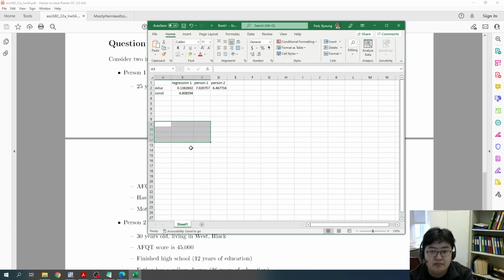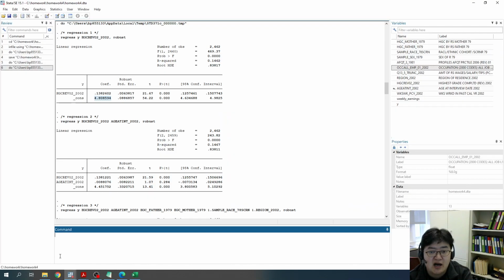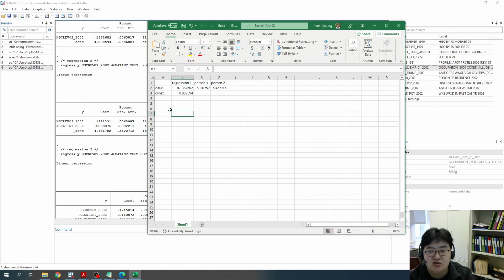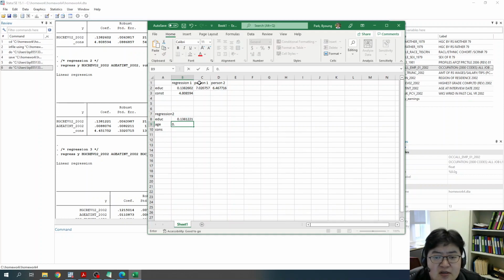By the way, we may use the other regressions, right? For example, now suppose you use the second regression, regression number 2. In here, education, age, constant. Education is 0.1381221. Age is 0.0088076. And constant is 4.451752.